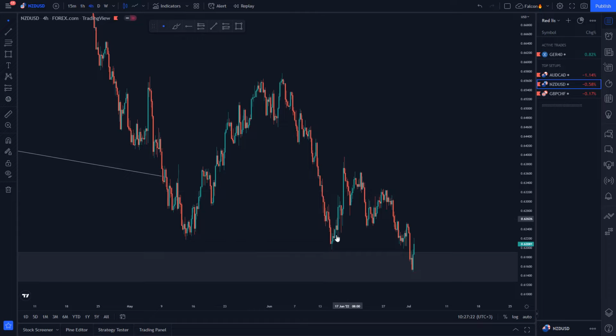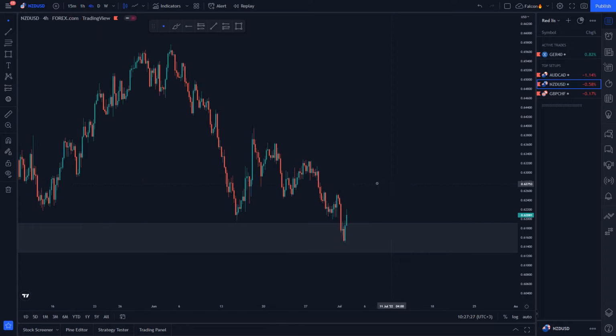So after this impulsive move to the upside, it decided to make this deeper correction, of which you can come up with a pattern over here. Let's just come up with a pattern in this correction.